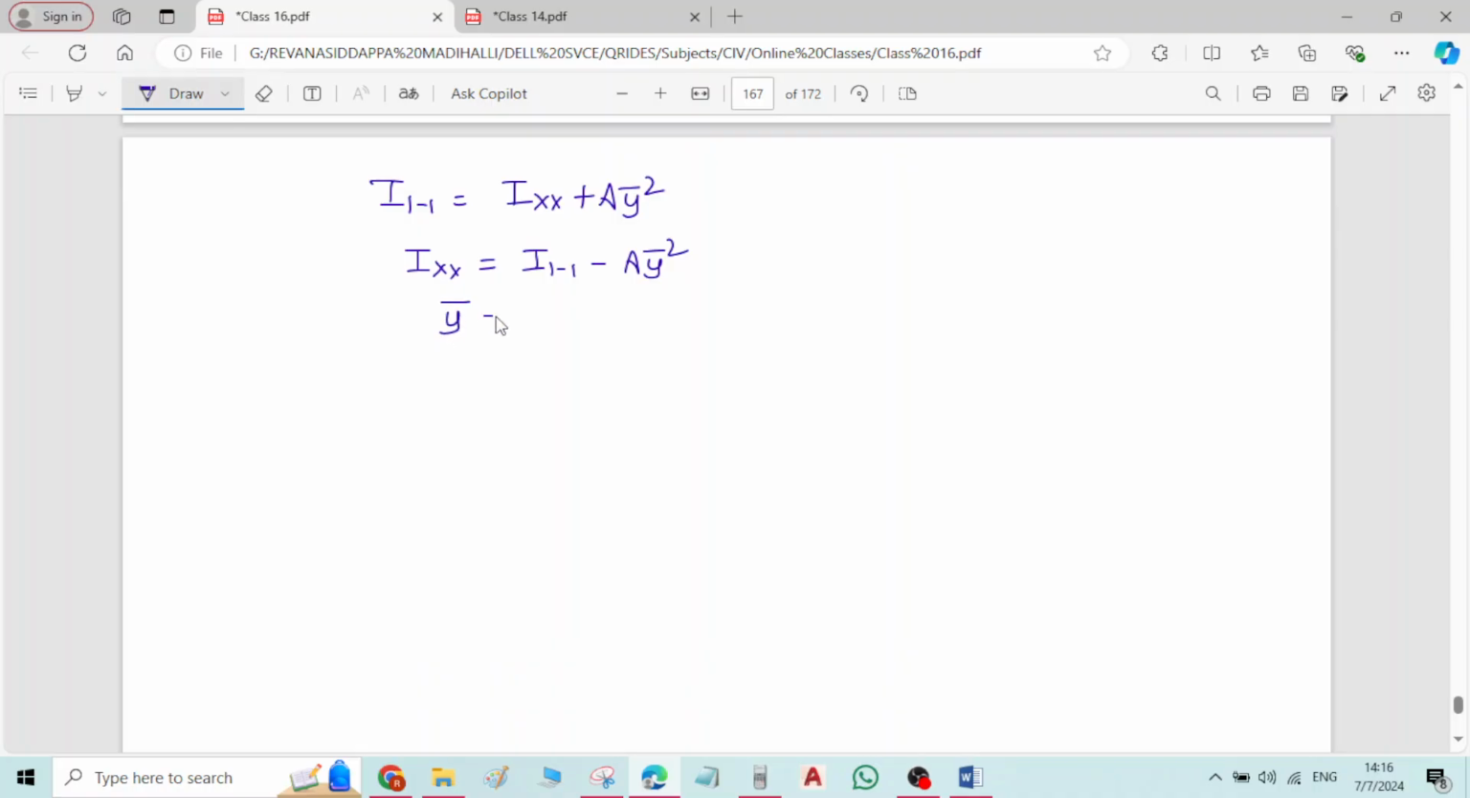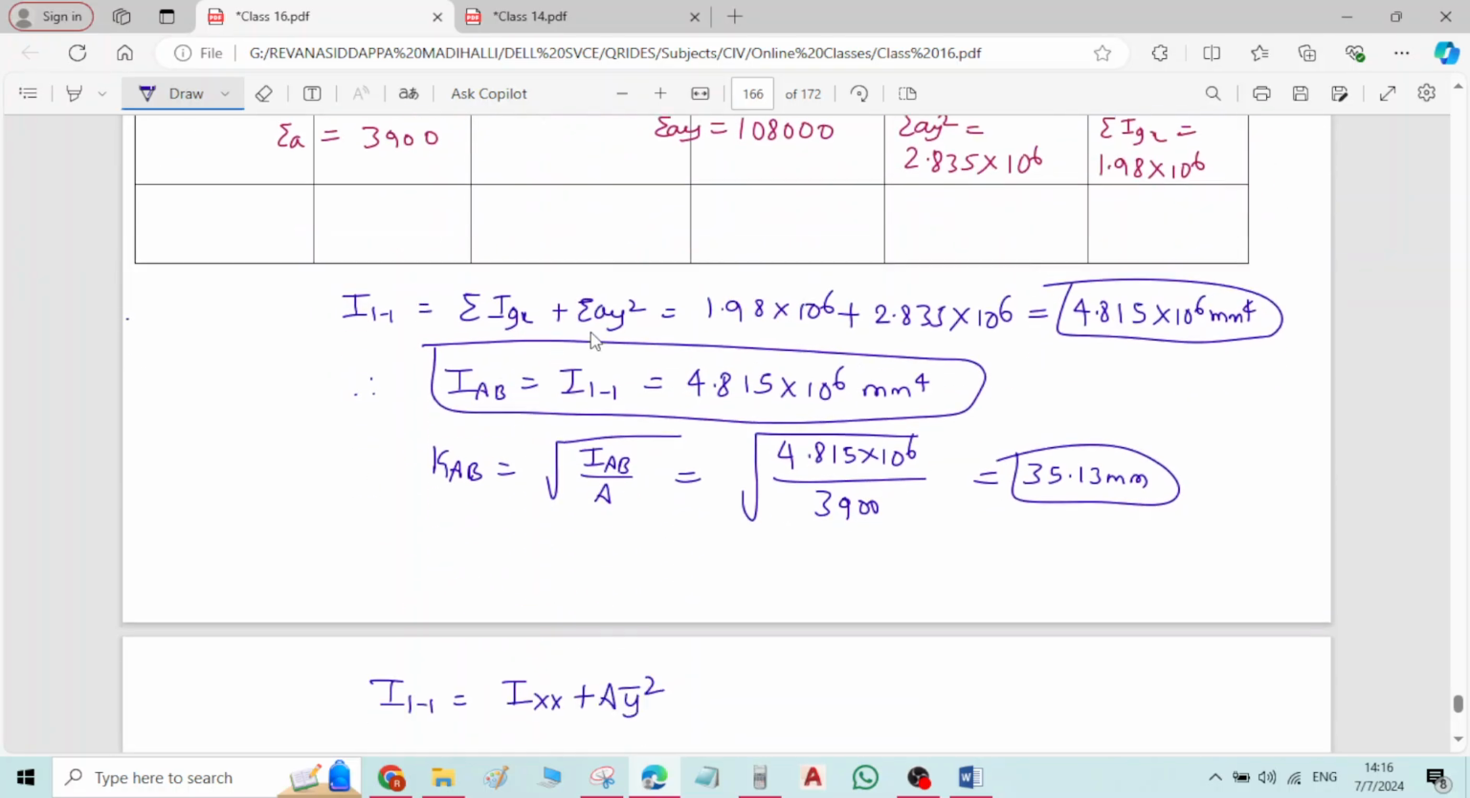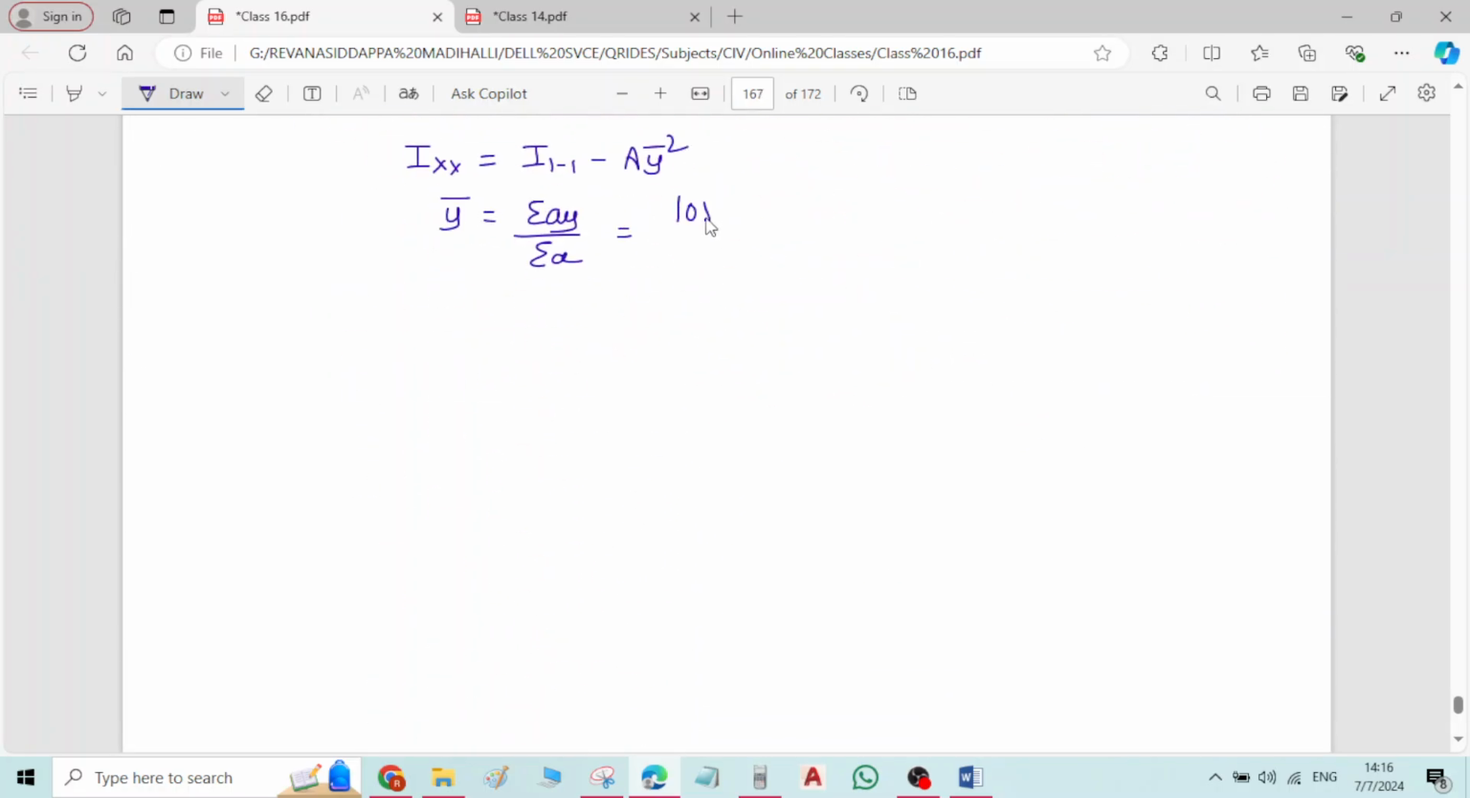Y bar is equal to sigma ay by sigma A. Sigma ay is 1,08,000 divided by 3,900, the total area. By this, y bar that you get is 27.69 millimeter. Therefore, substitute in this formula.